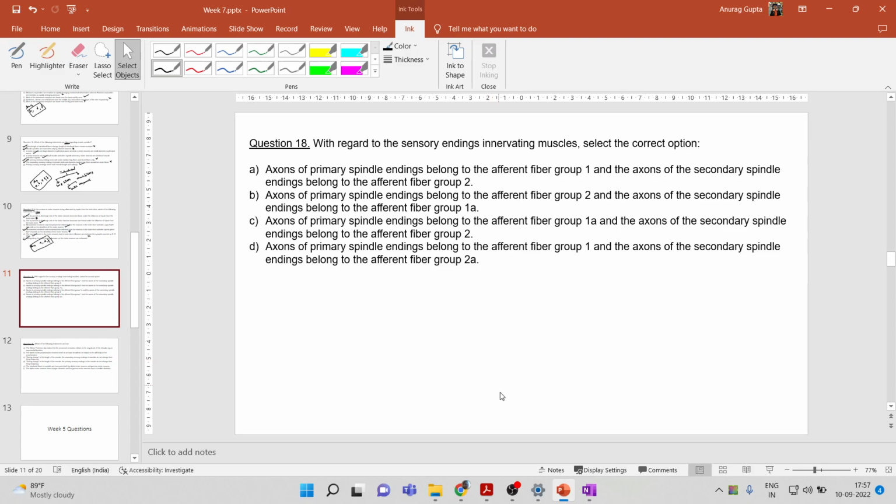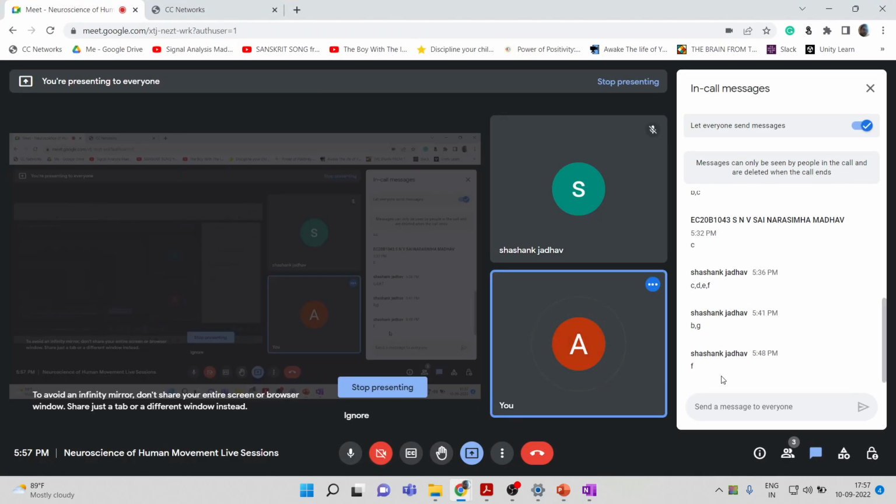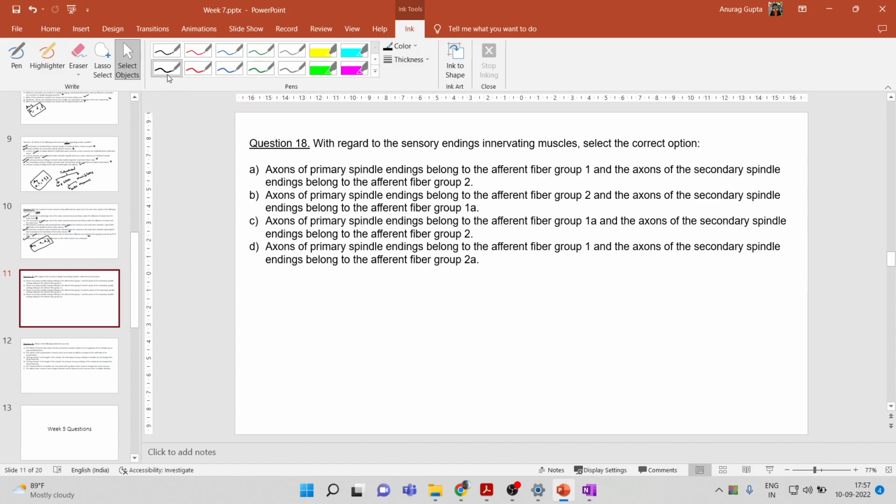Okay, let's see what the response is. Shashank has responded with C. Yeah, so basically, it's a straightforward question. The primary spindle endings belong to 1A afferent, and secondary belong to 2. So the answer is C. Yeah, you're right, Shashank. The answer is C.